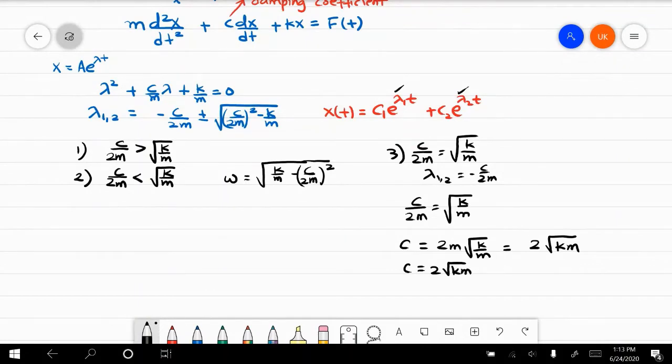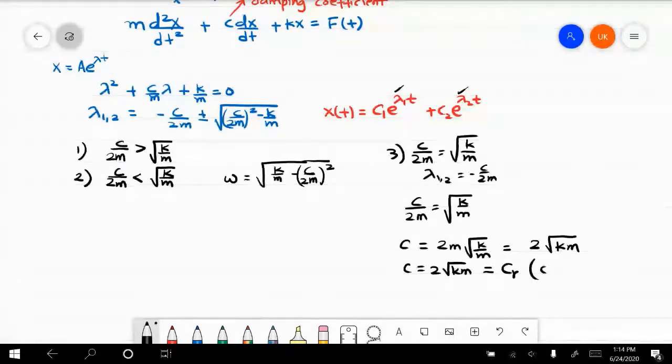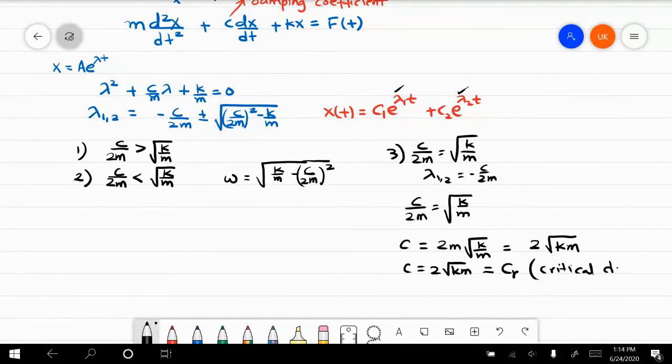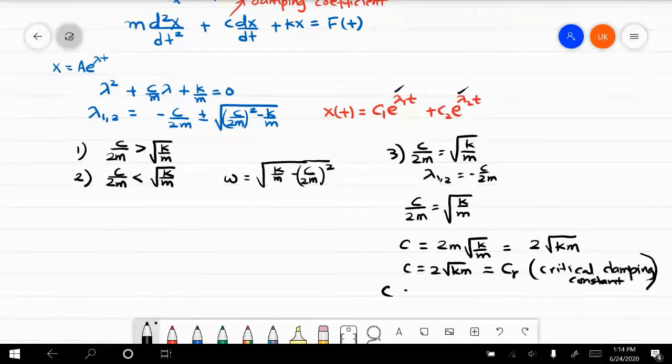This 2 times square root of km is called the critical damping constant. It is symbolized by CR, and it is called the critical damping constant. So the idea is that any C can be expressed in terms of this critical damping coefficient. So I can write C as C equals C divided by CR times CR.